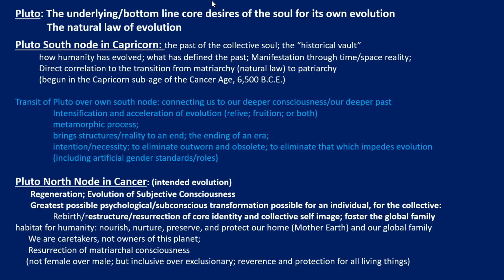This is manifestation through the time-space reality that we know, right? There's a direct correlation to the transition from the matriarchy to the patriarchy, matriarchy representing natural law. Capricorn and its polarity Cancer are cardinal archetypes. Cardinal archetypes are activation archetypes here. Again, as I said, it's beyond the scope of this particular lecture, but the Pluto South Node in Capricorn began in the Capricorn sub-age of the Cancer age, about 6500 BCE.